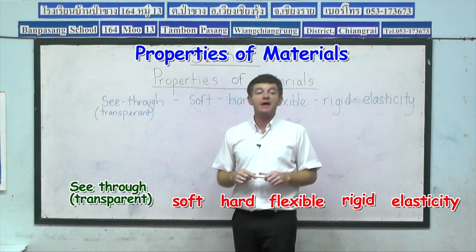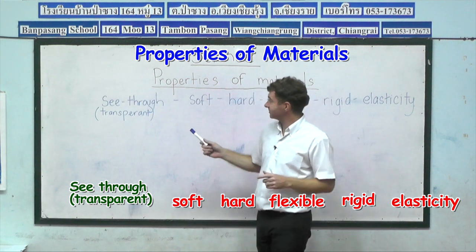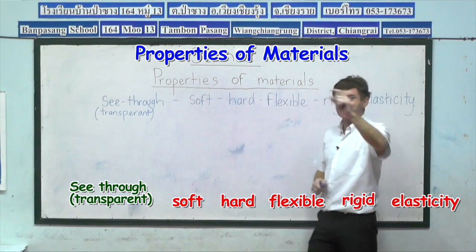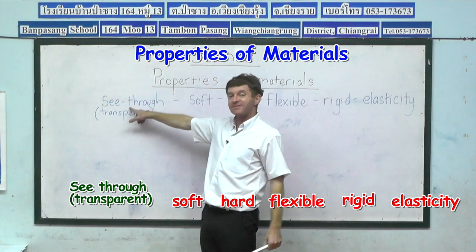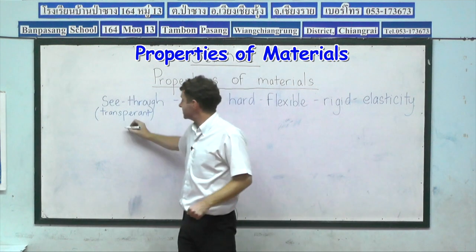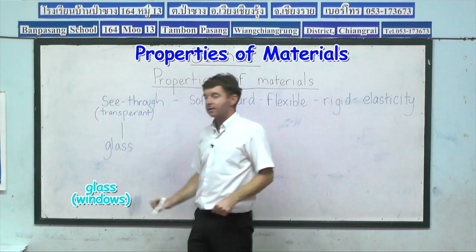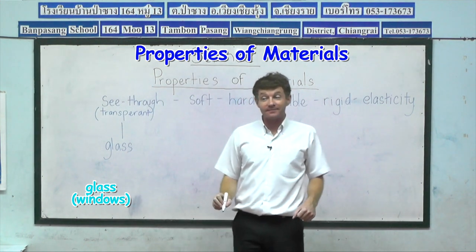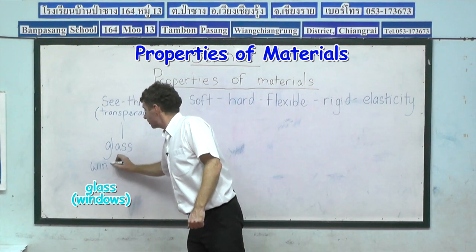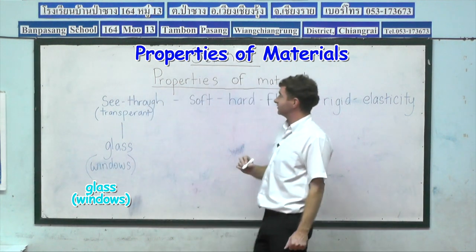So our first material, glass. What do we think about glass? Is glass soft? See-through. Perfect. This property, see-through, we can look through things. And if I say the material glass, we know that glass is see-through. Because what are windows made of, guys? Windows are made of glass. So there's an example of an object made from a material that is see-through.